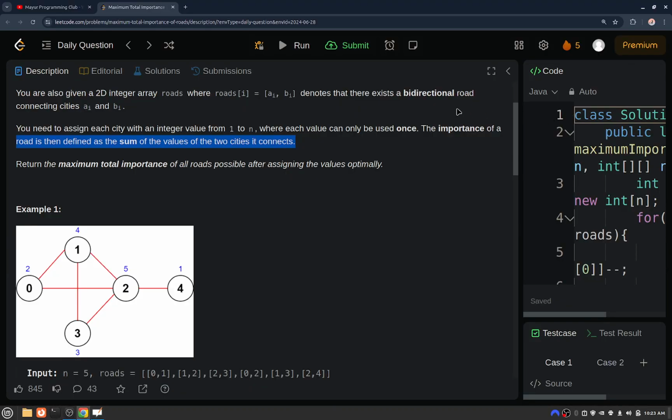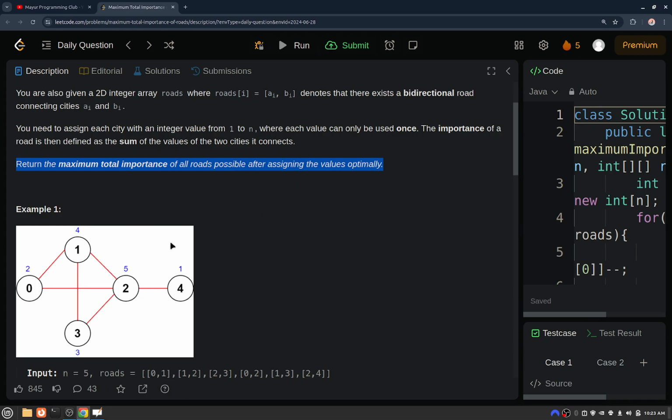So you have to return the maximum total importance of all roads possible after assigning the values optimally. You have to assign these integers to cities in such a way that the total importance of all the roads happens to be maximum after assigning these numbers.